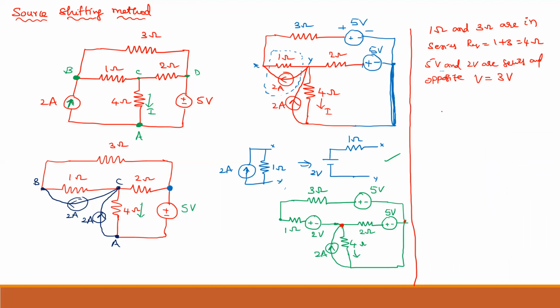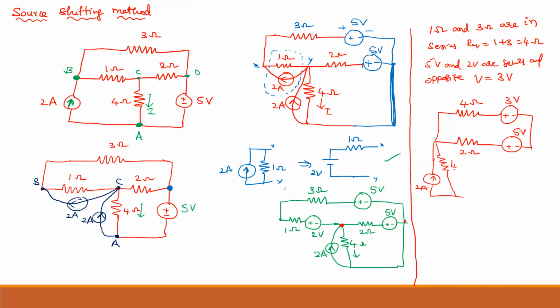So now I have to draw the circuit. The 3 and 1 are connected in series, it will become 4 ohm, and here is the voltage source. It is the same as the 5 volt polarity, but the voltage will become 3 volt. These are done. Now we have this 2 ohms, and here it is plus minus 5 volt. So here is the current source of 2 amperes. This is the 4 ohm resistance.